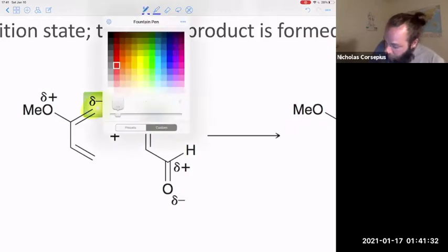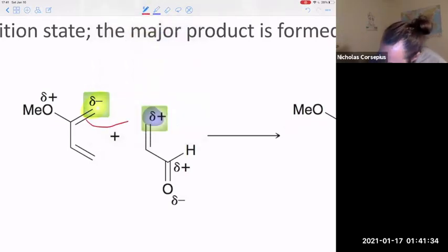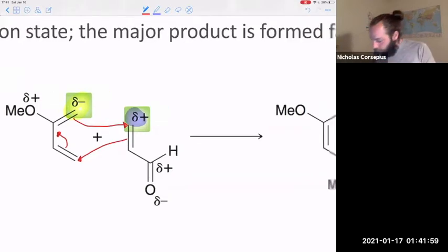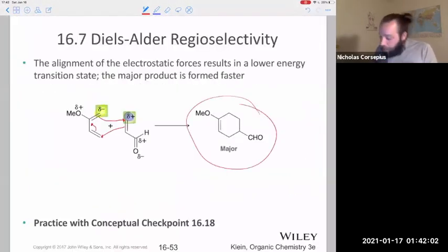So this is going to help drive this first motion of electrons, where this pair of electrons jumps over here, which then kicks off this sequence of concerted events where now this pair comes down here and this one jumps up here. So because these two carbons, the partially negative one on the diene and the partial positive one on the dienophile, want to be right next to each other in kissing distance, that's why we get that as our major product.